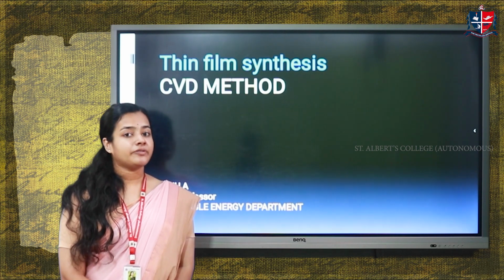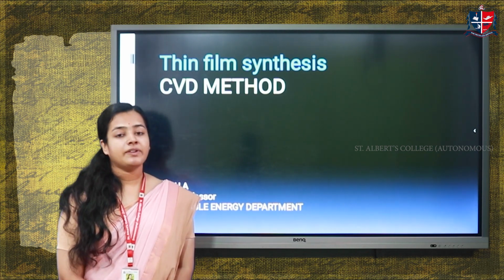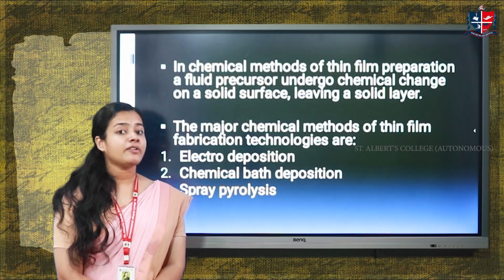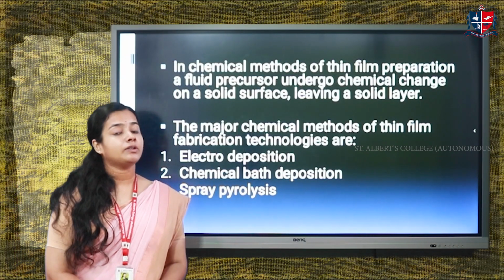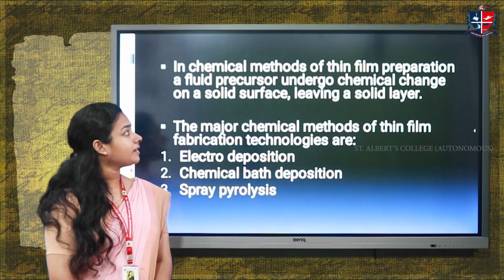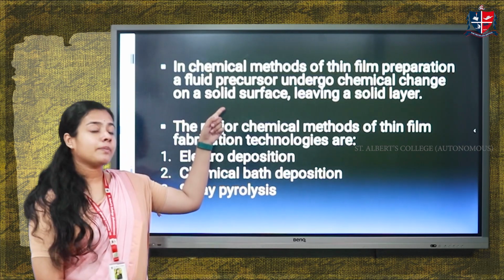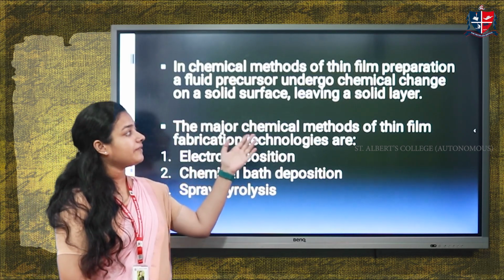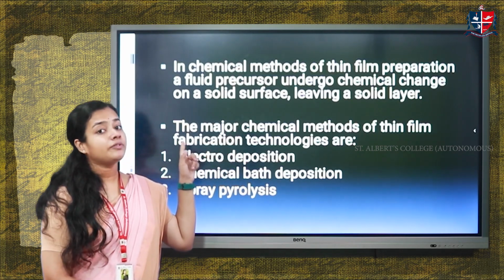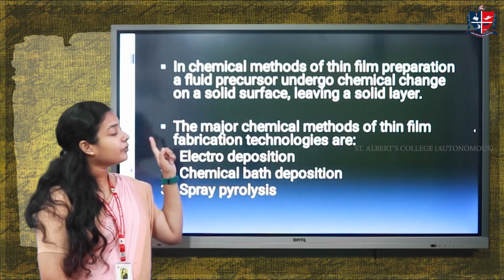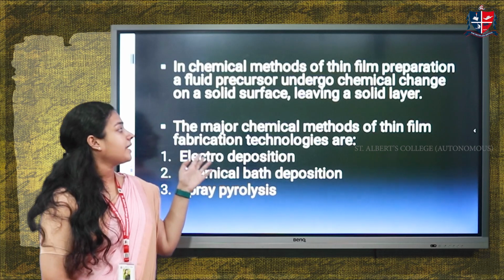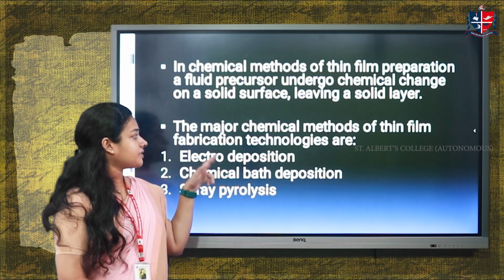So let us see what are the different chemical vapor deposition methods by which we can coat thin film above a substrate. We know in physical vapor deposition, most probably we are taking a solid and we are melting those solid metals. But here we are taking a fluid precursor. In chemical methods of thin film preparation, fluid precursor undergo chemical change on a solid surface, leaving a solid layer. So here we are taking a fluid precursor solution for coating the thin film, and then they are solidifying above the substrate.